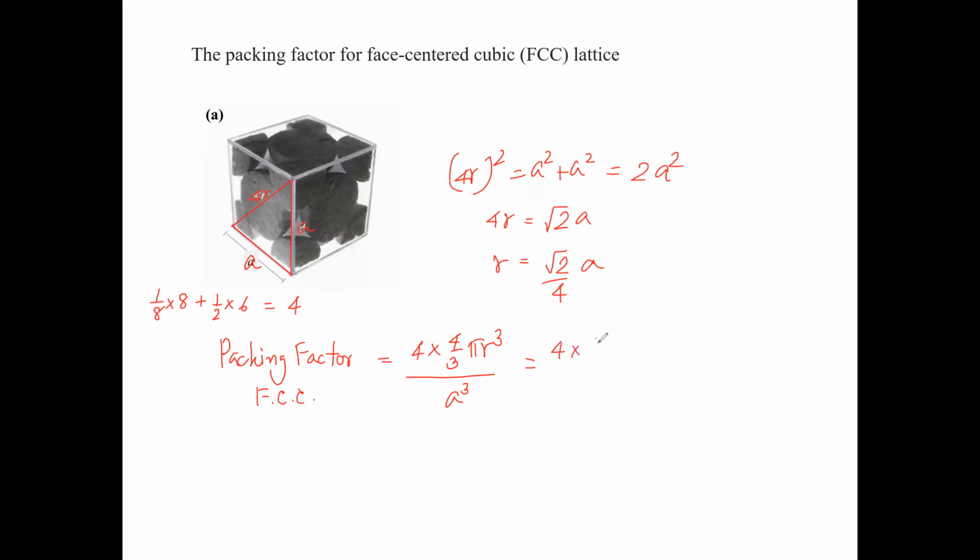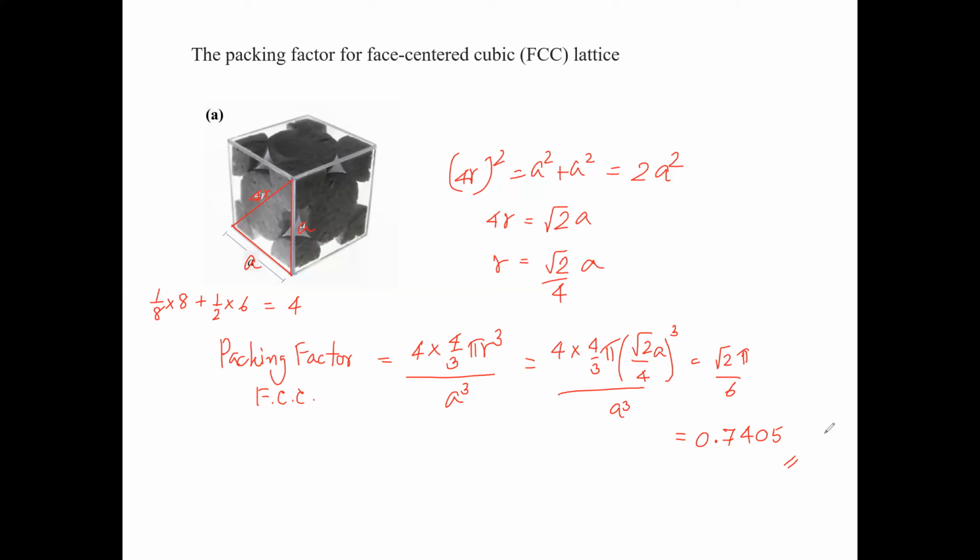And then you plug in R is square root of 2 divided by 4 A. We have pi square root of 2 divided by 4. And here is A cube divided by A cube. Solve that out for details. We have square root of 2 pi divided by 6. So it's 0.7405. That's the answer.